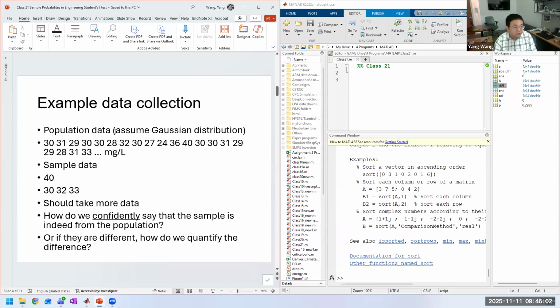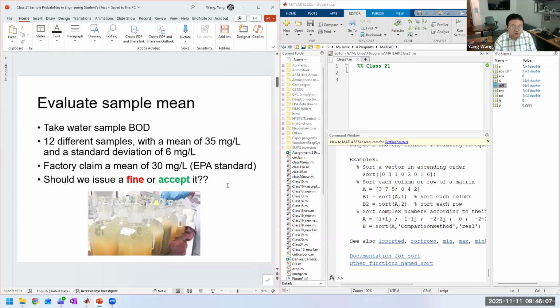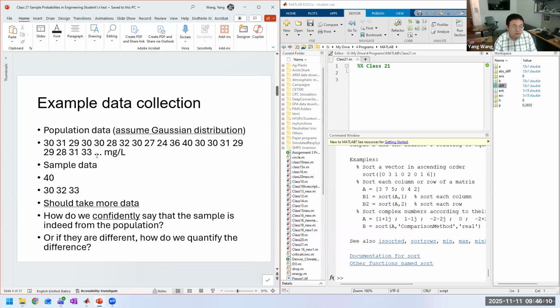So if what the factory was claiming was true, right? If it's a Gaussian distribution and the mean concentration is 30 milligram per liter, this is the concentration that we're going to generally see, right? So for example, 30, let's say this is the current concentration, next second, 31, next second, 29, 30, 30, 28, 32, right? So you see that the mean is still around 30, right? It's actually exactly 30 until now. And then 30, 27, sometimes it can be relatively low, 24. Sometimes it can be relatively high, 40, right? 30, 30, 29, 28, 31, 33, and so on and so forth, right?